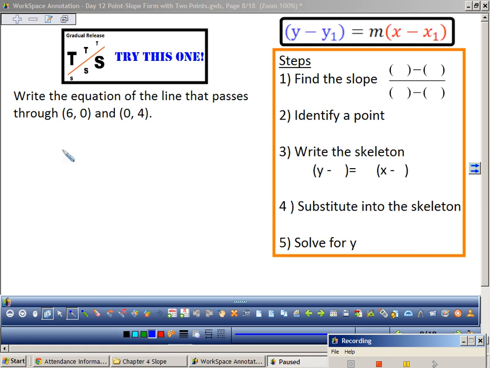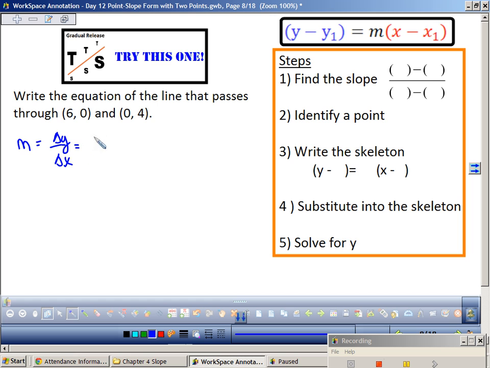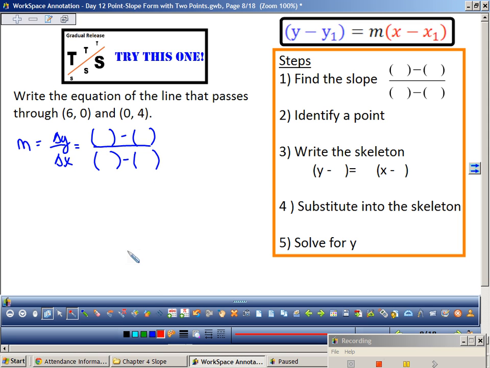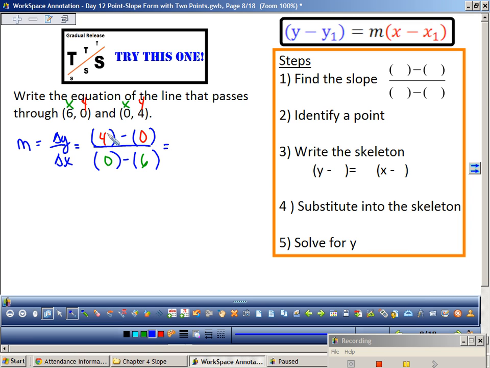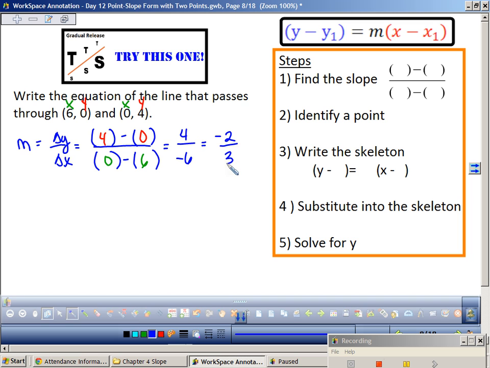Okay, so Christian, what's my first step? Find the slope. So m equals change in y over change in x. Here's my slope skeleton. All right, Christian, you're on. 4 minus 0. You decide to go backwards. I like going backwards too. 0 and 6. So 4 minus 0 is 4 over, which is, good job, negative 2/3.